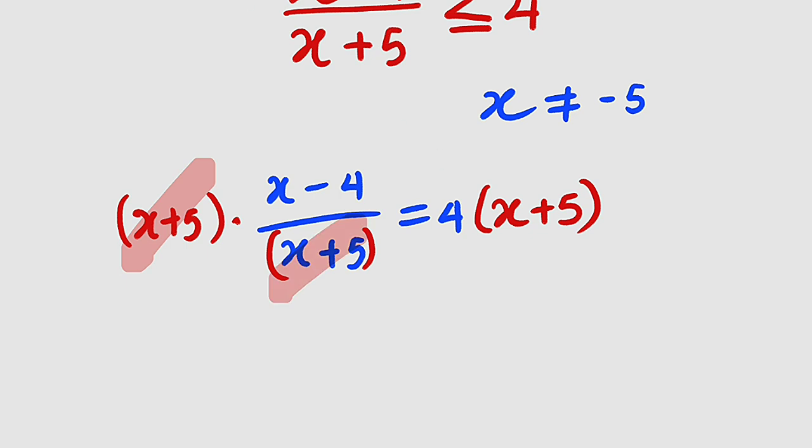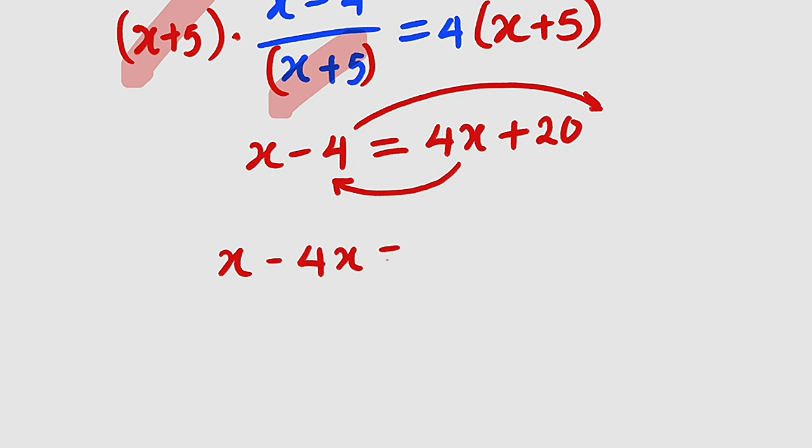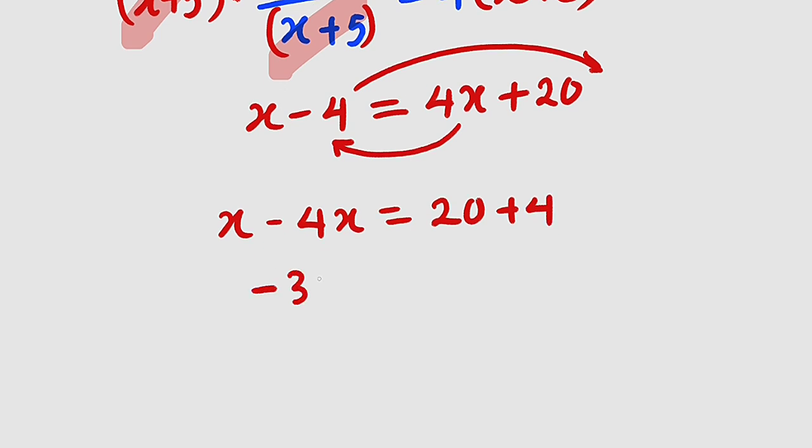From here, this will cancel this. To the left hand side, we have x minus 4. And to the other side, if we distribute, we have 4 times x is 4x, and 4 times 5 is 20. If you take 4x to the left hand side, it becomes negative. You take negative 4 to the other side, it becomes positive. So we have x minus 4x equal to 20 plus 4. And this is negative 3x equal to 24.